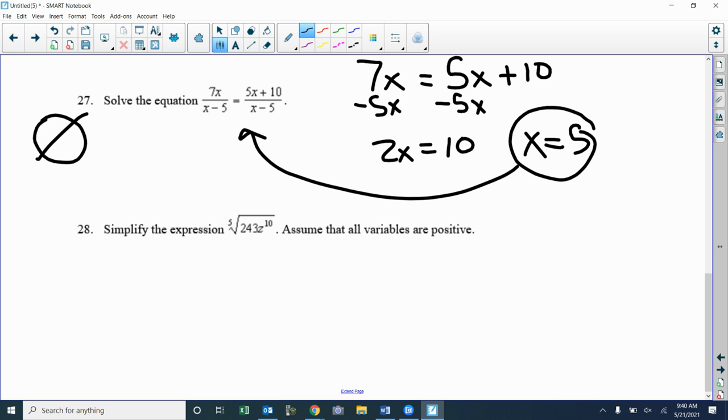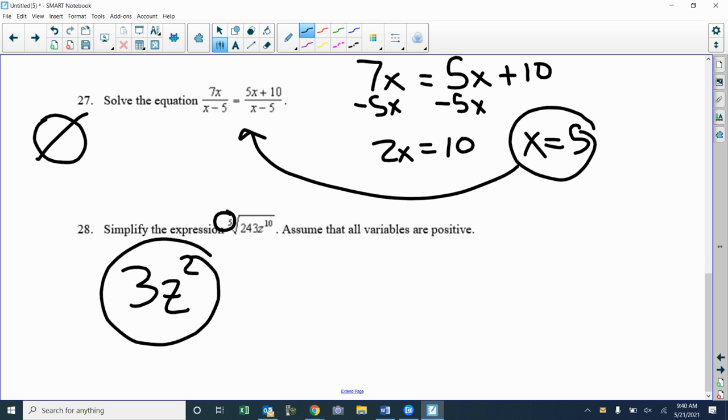28. We need sets of 5. Okay? So 243 is a perfect 3 to the 5th. So that 3 is coming out. We have z to the 10th. We need sets of 5. So it's going to be z to the 2nd. So 243 is 5 3s, if that makes sense to you. I hope it does. Because this is the 5th right here. We need sets of 5. There's nothing left over. And that's it for that guy.